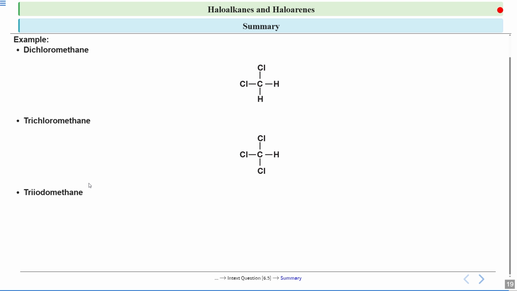The third example we have seen for polyhalogen compounds is triiodomethane. Triiodo means 3 iodines are going to be there and 1 will be hydrogen, after completing the tetravalency of the carbon. So 1 carbon is attached to 3 iodines and 1 hydrogen. This is the structure of triiodomethane, and we have also talked about its uses and health effects.